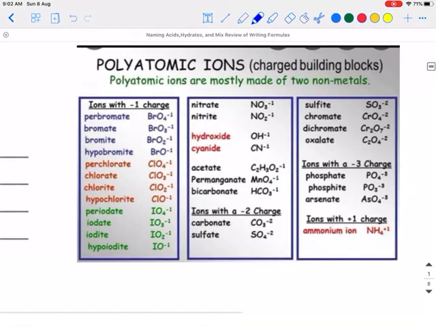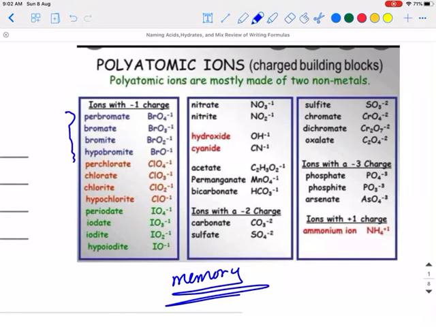This table you have to memorize it. This is for memory, because we will write later on a lot of chemical formulas containing polyatomic ions. We will start with polyatomic ions that have a -1 charge.